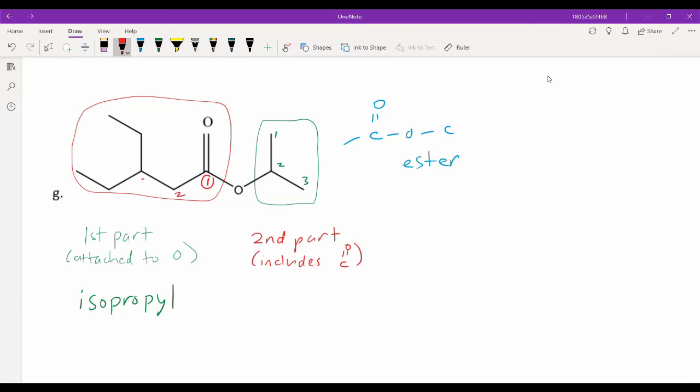We know we're always going to make that carbon there number 1. So we're going to have just a 3-ethyl. There's a space between these parts, so isopropyl space 3-ethyl, and then instead of pentane, pentanoate. So the ester ending is -oate. No 1 needed because it's always going to be 1.